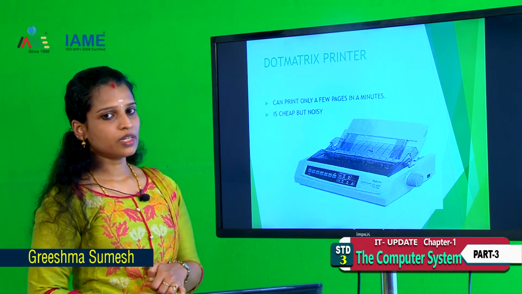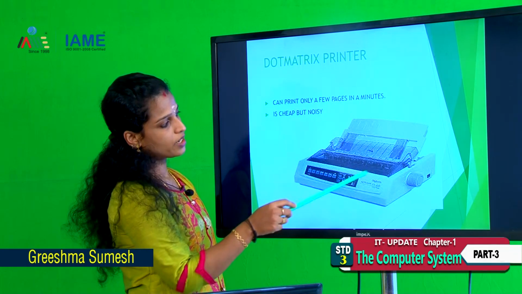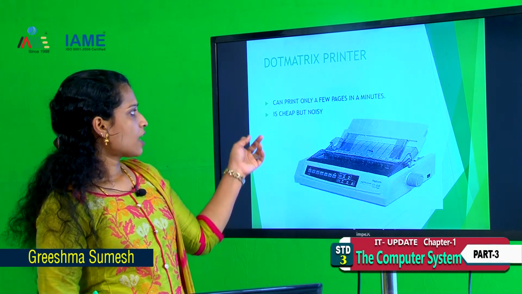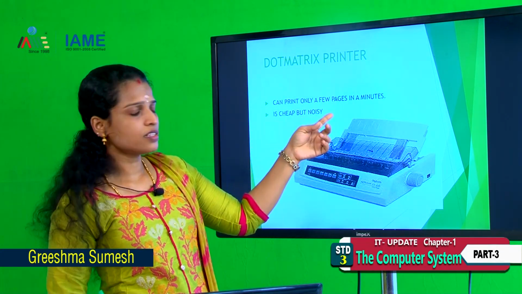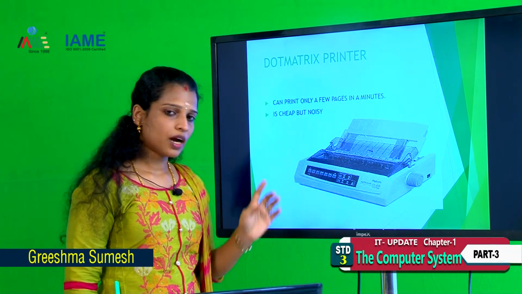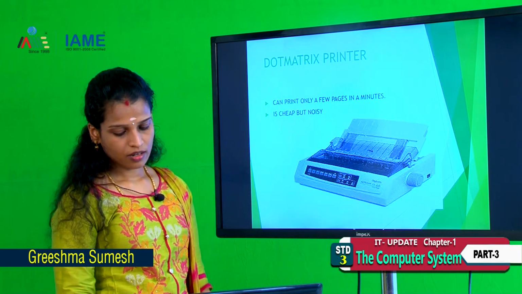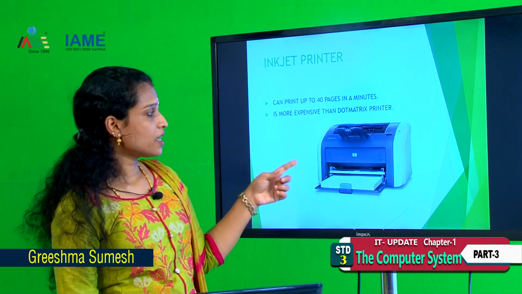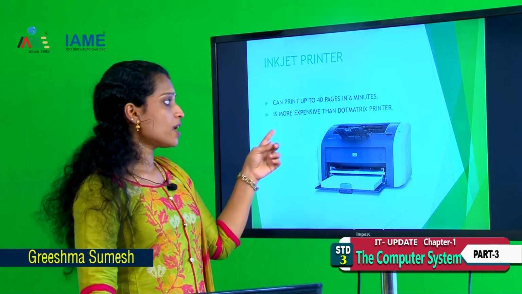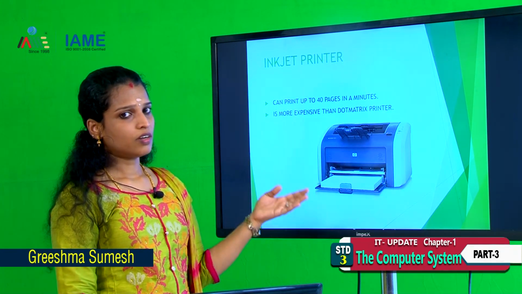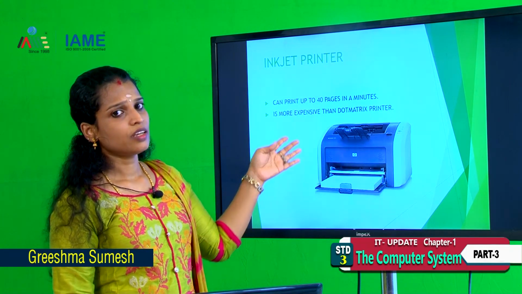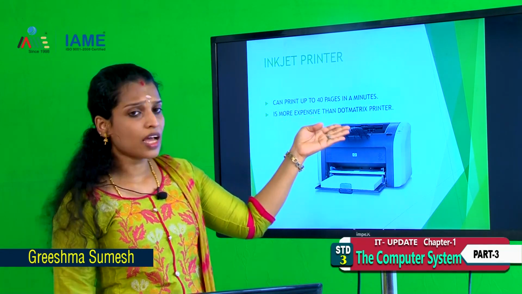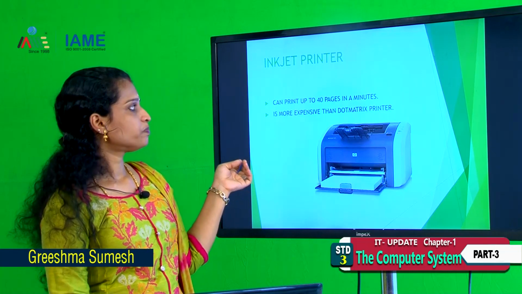Next, dot matrix printer. If you see this, this is a dot matrix printer. It can print only a few pages in a minute. It is cheap but noisy. Next, inkjet printer. It can print up to 40 pages in a minute. It is more expensive than a dot matrix printer. What is the difference between dot matrix printer and inkjet printer?